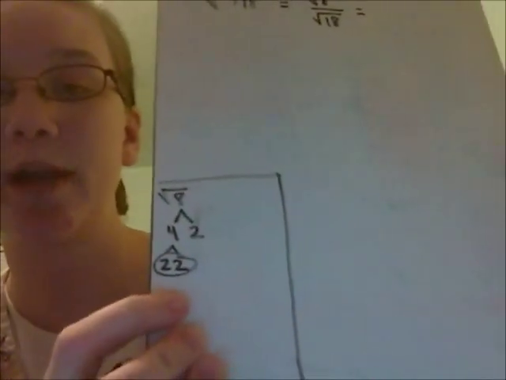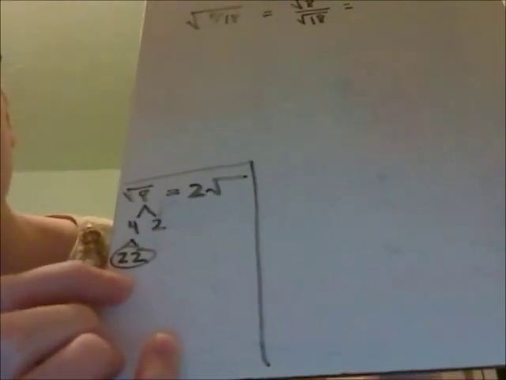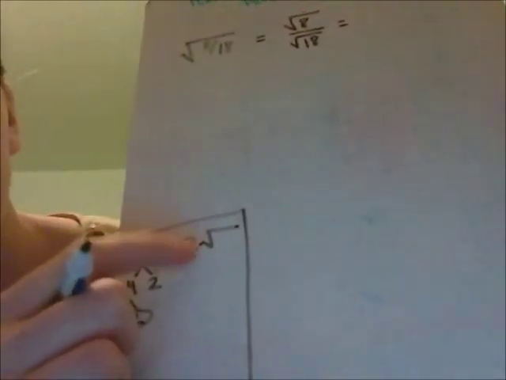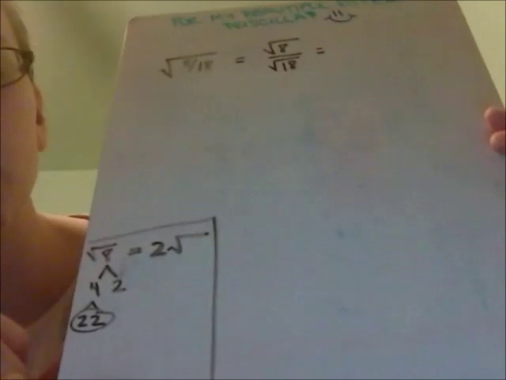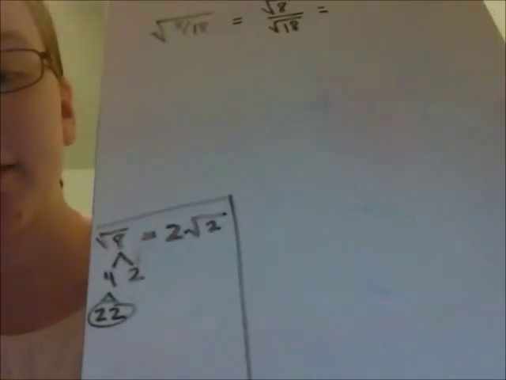So I circle a pair of 2. So this pair of 2 get married and they move outside the house. The house is my square root. So these two 2's get married and they go outside the house. But there's still one 2 that's at home. So I'm going to put that 2 in the house. Okay? So I just simplified this thing.